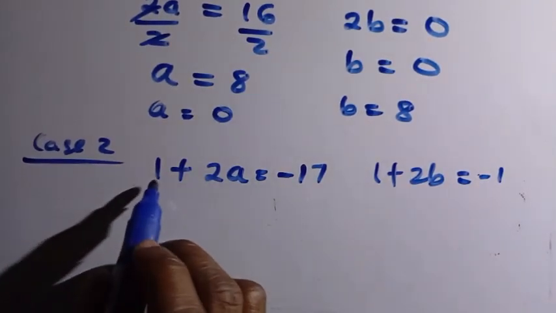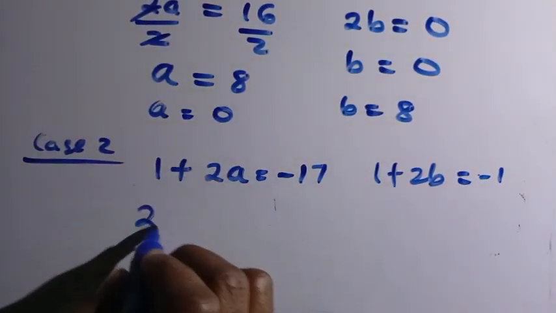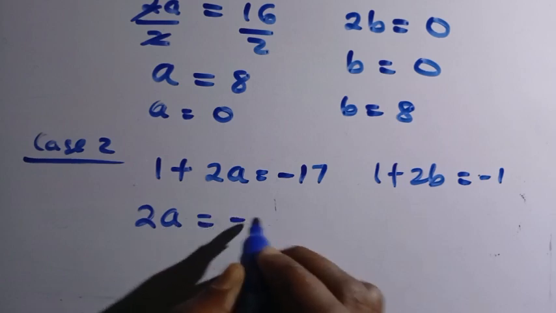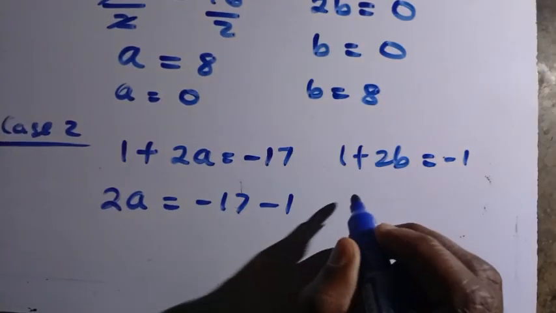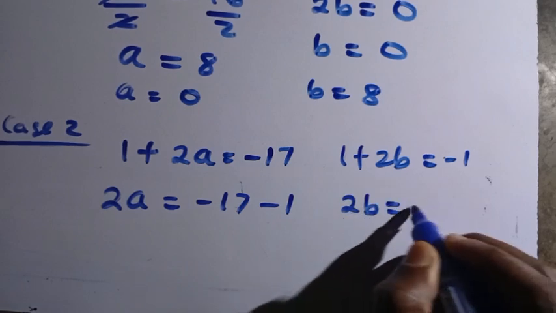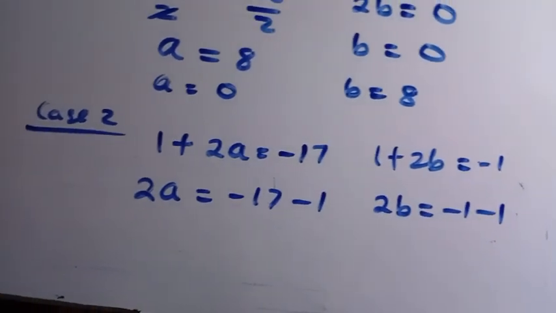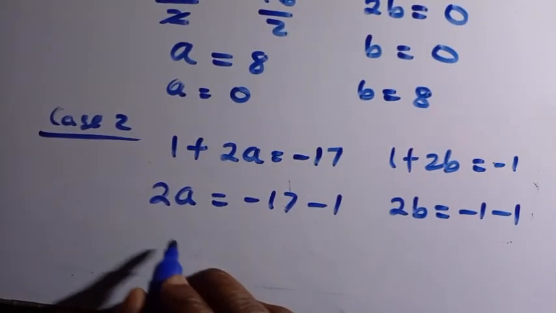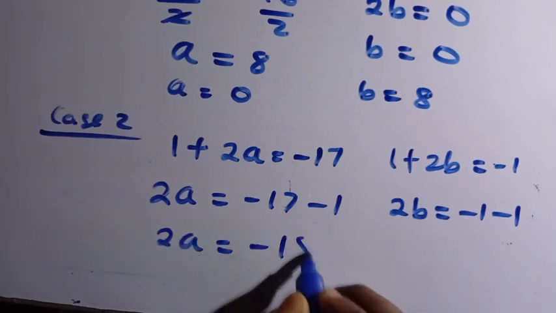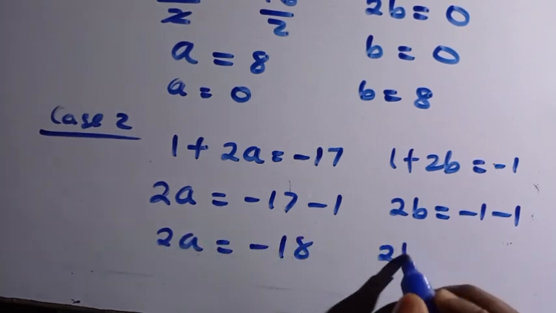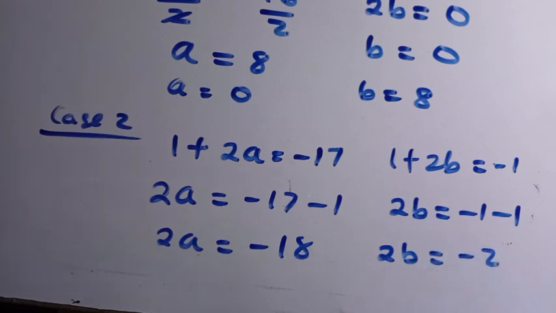So by solving this, we transfer 1 to the other side. Here is 2a equals minus 17 minus 1. And for this, we have 2b equals minus 1 minus 1. Then by this, we have 2a equals minus 18, and we have 2b equals minus 2.